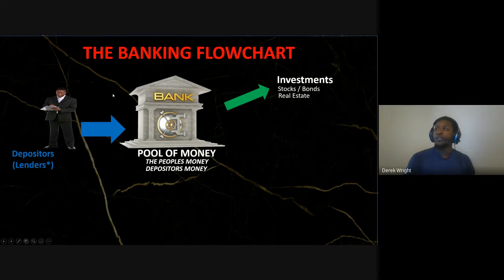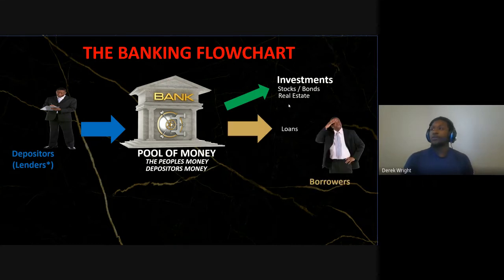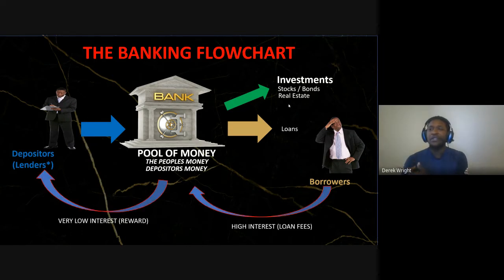So they take our money and they invest it into stocks, bonds, and real estate. You see a lot of properties. Most properties are owned by banks because they're able to go out and take other people's money and multiply it. And they also take it out and give it to other people in the form of loans. And those people who get those loans, they have to pay the bank. So they're paying the bank high interest fees. And then the bank gives us in return lower interest rates. So what I'm saying here, banks are great.